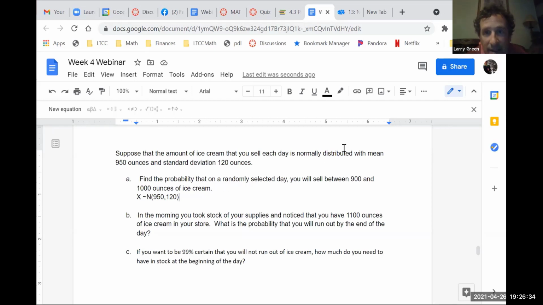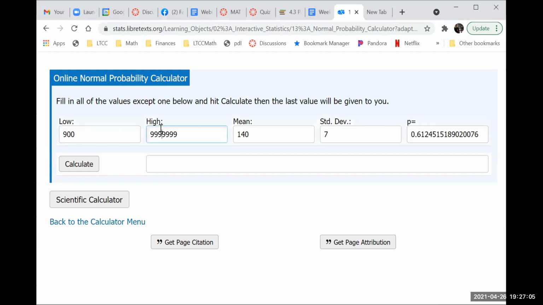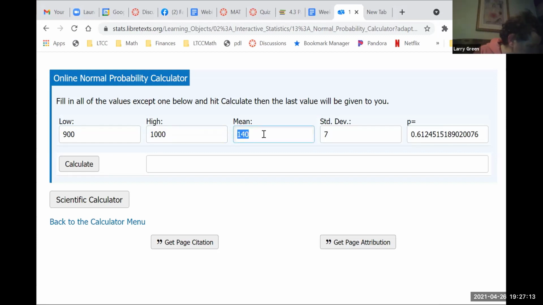So now we want the probability that you're going to sell between 900 and 1,000 ounces. Let me write these down so I don't forget: 900, 1,000, and 950, 120. So I go to my calculator. What's the low? 900. What's the high? 1,000. What's the mean? 950. And the standard deviation? 120. And the P is what we want, so we leave that one blank and you calculate. 32% chance.